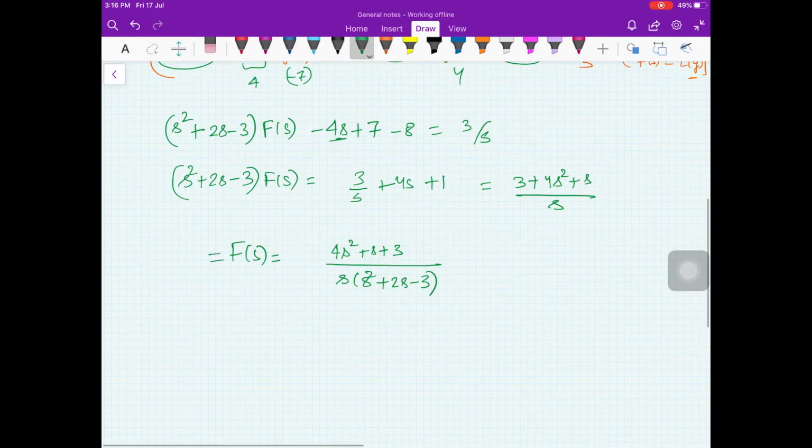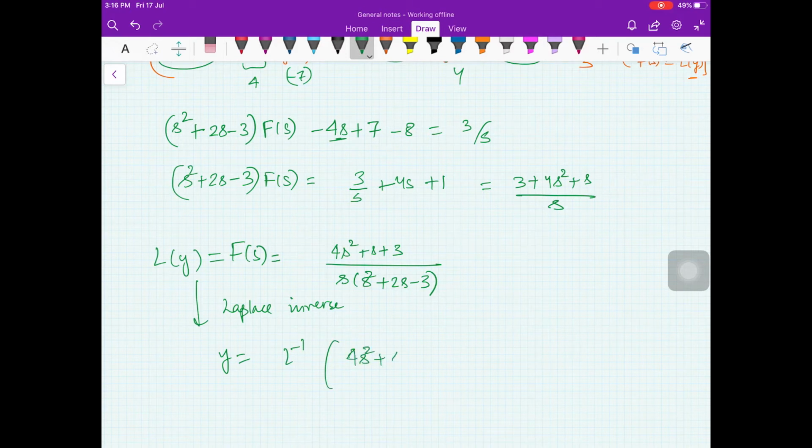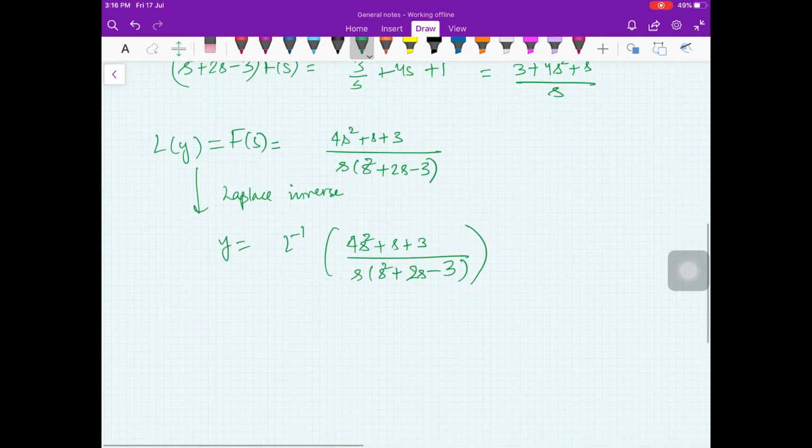Now this is equal to L of y. You take the Laplace inverse because you want to find out y. So you will get y is equal to L inverse of 4s square plus s plus 3 upon s into s square plus 2s minus 3. The only task left is to find this Laplace inverse.